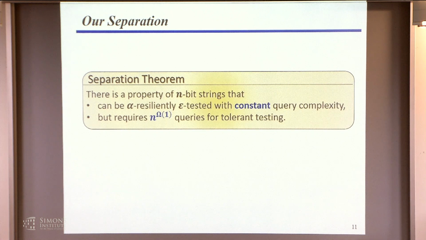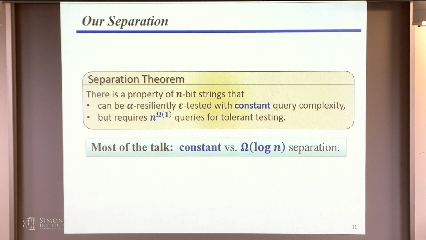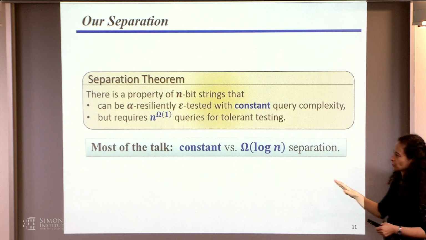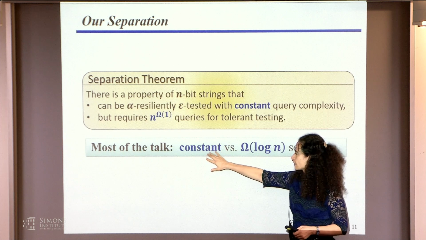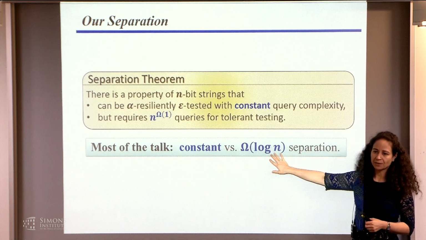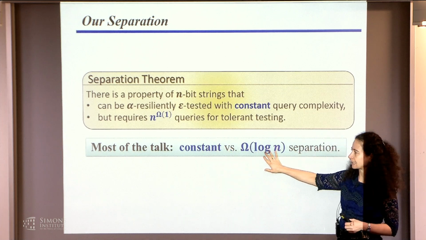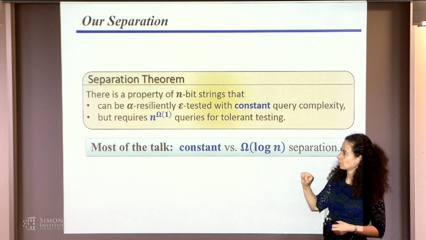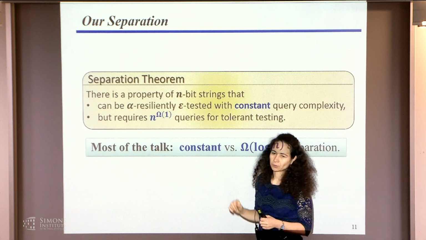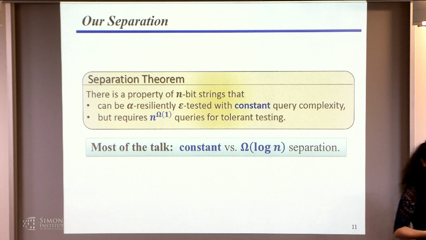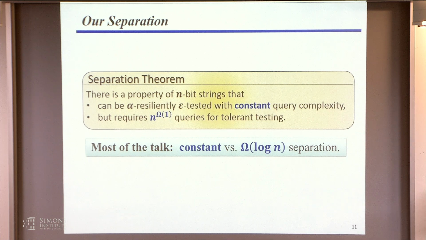Any other questions? So this is what we'll talk about today. But for most of the talk, I'm going to describe constant versus something that depends on n but has a very weak dependence on n, and then I'll mention what's needed to make it polynomial: n to some constant r, inverse polynomial.